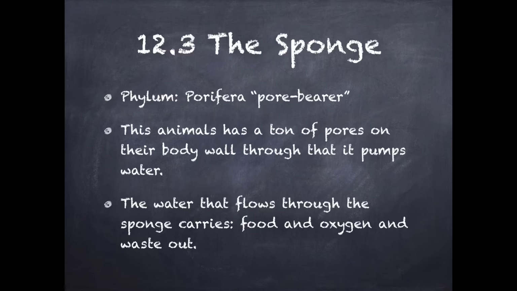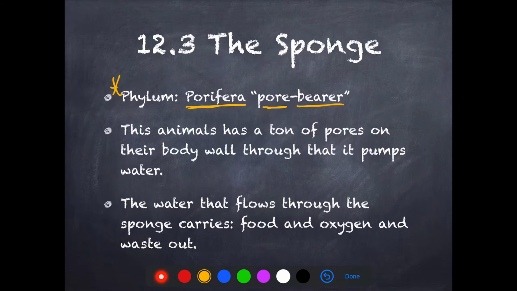So the sponge is also called porifera. Okay, so this is another name for sponges, porifera, which basically means pore bearer. This is the phylum that we use to call our sponges. And all this means is that this animal has a lot of pores. Like you saw SpongeBob in my previous slide, he has a lot of pores, right? And that's how water is gonna go in and out of the body. It's how water is gonna get pumped in and out.